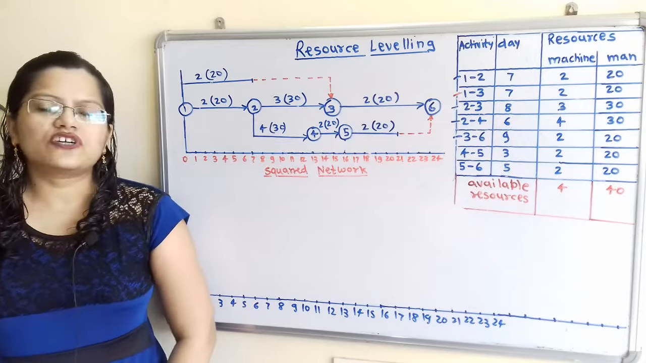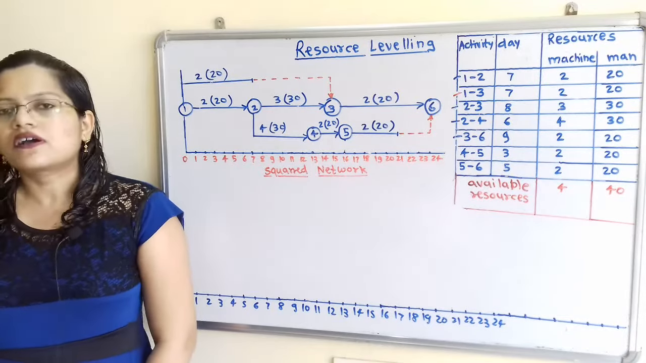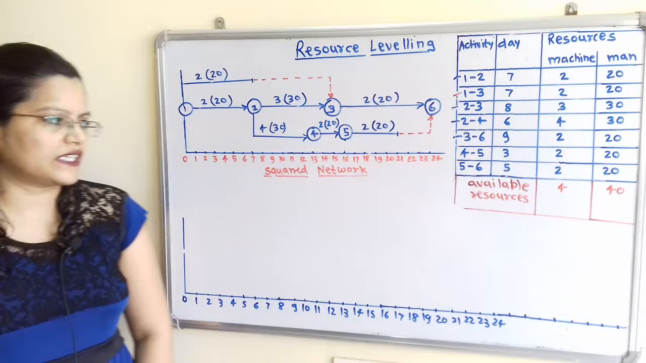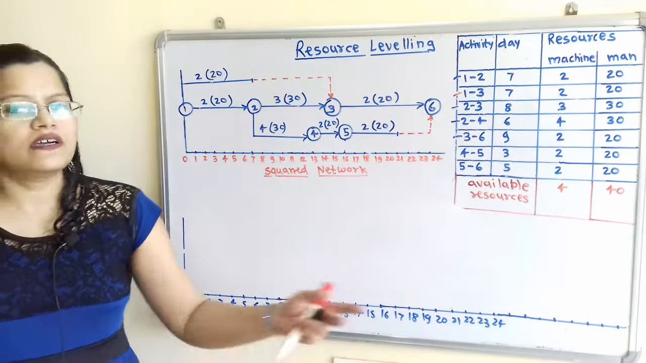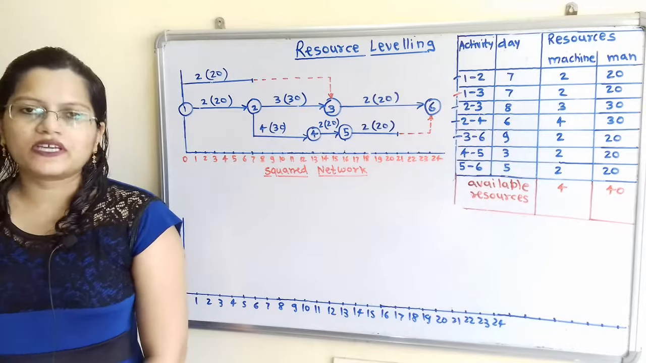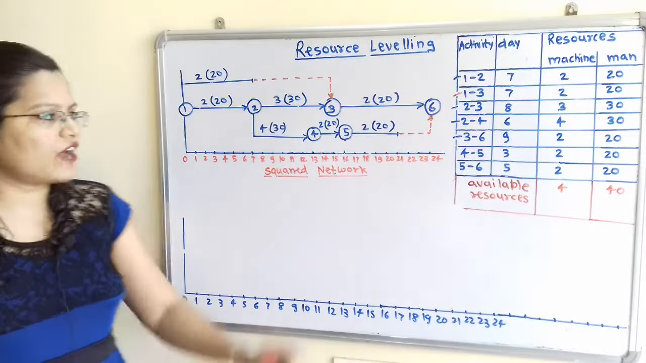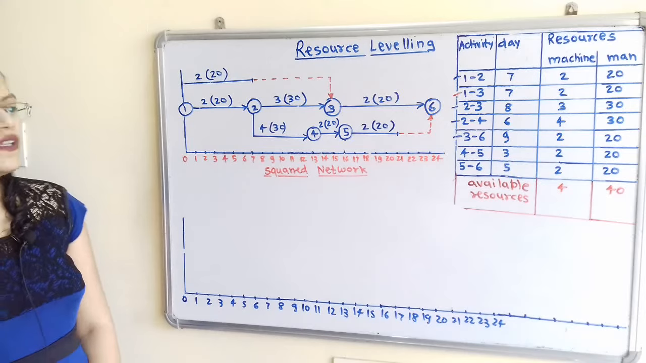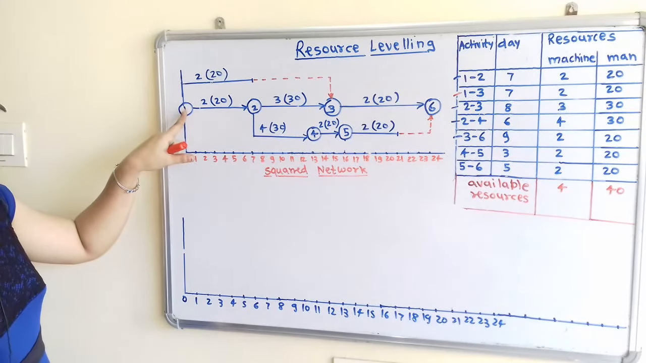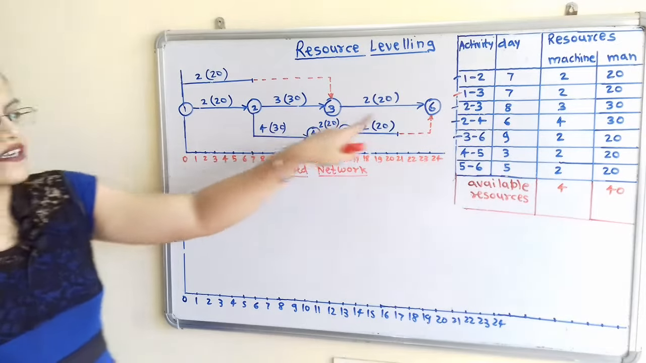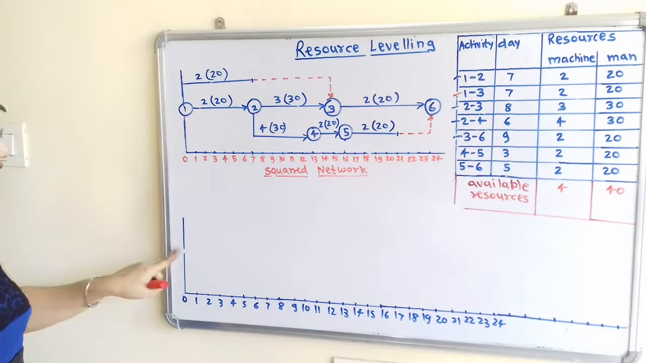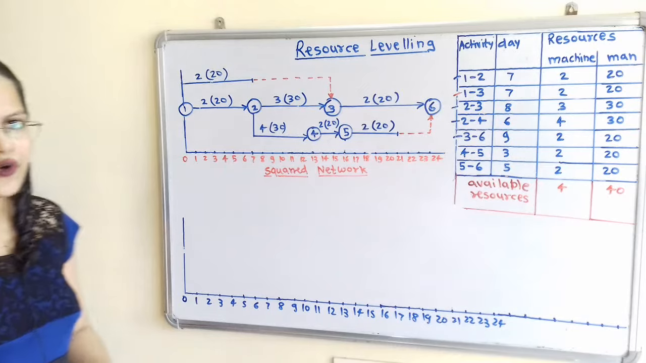For the completion of the project, we have to consider the limited resources. 4 machines and 40 men are available for the completion of the project. So we have to modify this diagram. Now if we observe, the activities 1 to 2, 2 to 3 and 3 to 6 are on the critical path. So we have to draw these activities on the center line only.